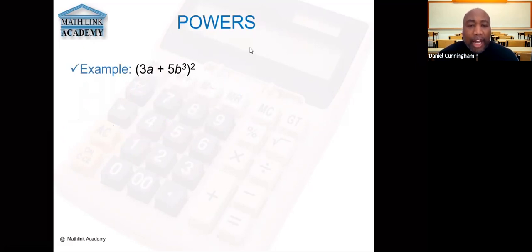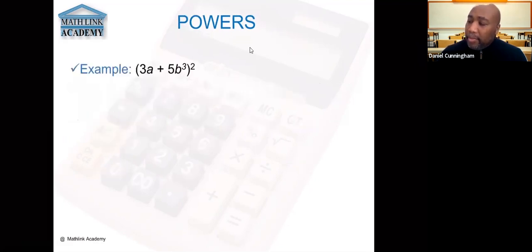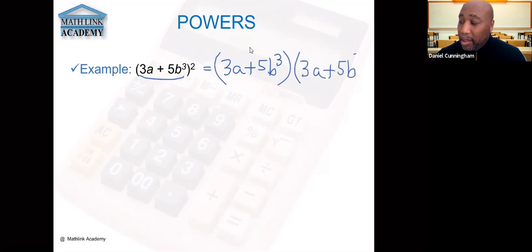Now let's do another problem with powers, but in this case, notice the difference. We have two terms. Before we had a one-term problem raised to a power. Now we have two terms raised to a power. Here are our two terms. Now remember, when we square it, it's basically saying this is equal to 3a plus 5b cubed times itself again: 3a plus 5b cubed.